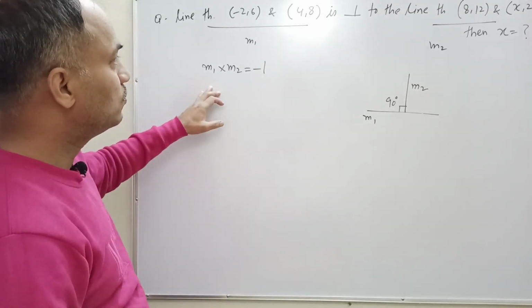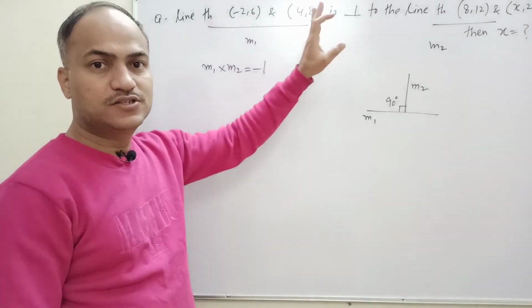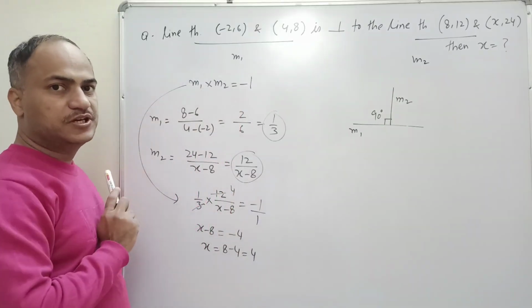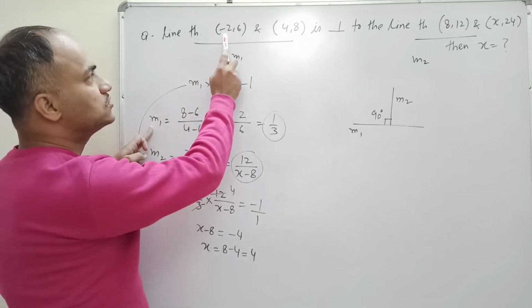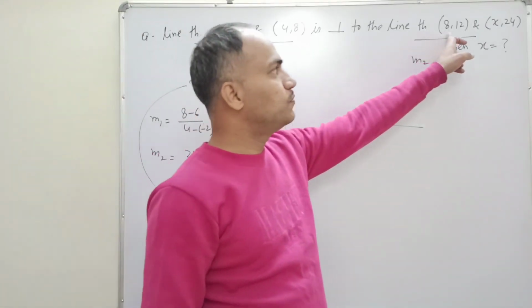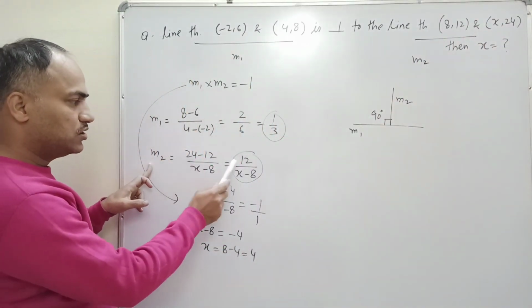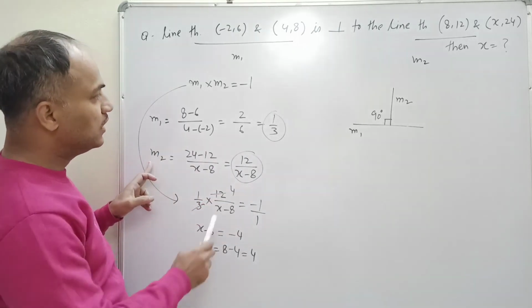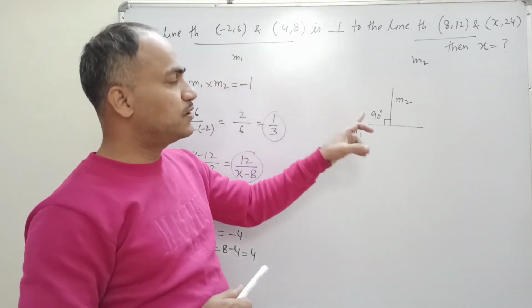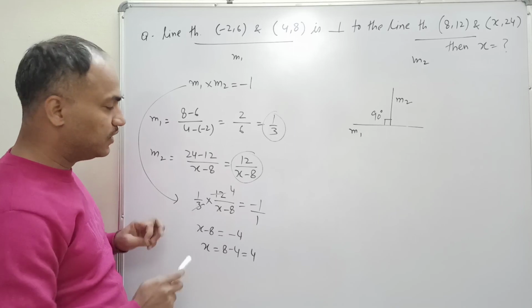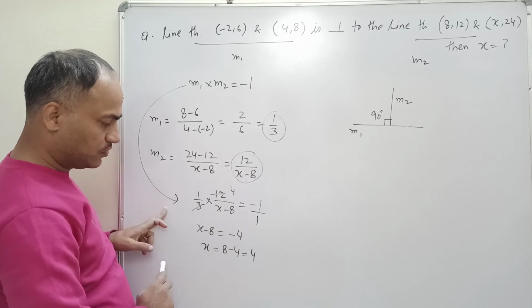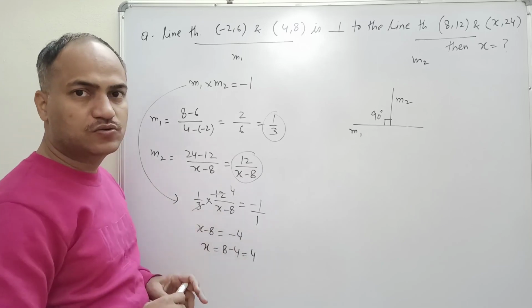So here what we will do, we will find the slope of first line, find the slope of second line and put in this equation. So when we apply this concept here, we see that m1, that is slope of this line, is 1 upon 3 and m2, that is slope of this line, is 12 upon x minus 8. Since m1 m2 is equal to minus 1, it means these 2 lines are perpendicular. So when we put the values of m2 and m1 in this, we get this result. Okay, and on simplification we get x is equal to 4.